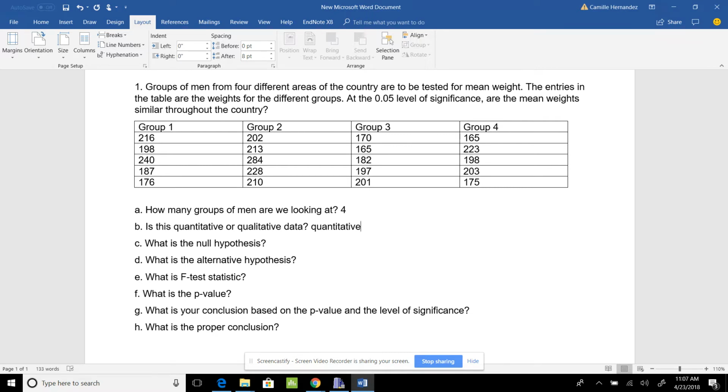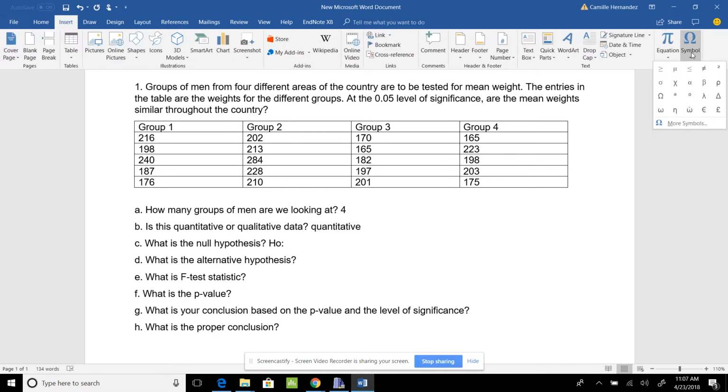And what test are we going to run? We're going to run an Anova because we want to see if there's any differences or similarities in the weights throughout the country. So what is my null hypothesis? My H0 is going to be, I'm going to use the symbols to make it easier, the mean of group 1 equals the mean of group 2 equals the mean of group 3 equals the mean of group 4. Okay, so that's easy.